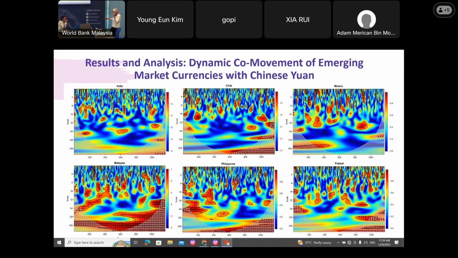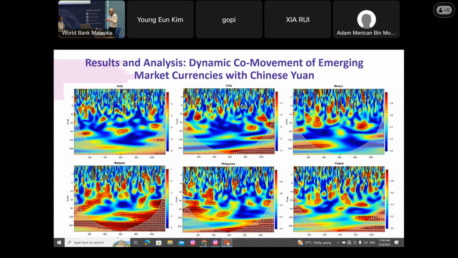Whatever part of the effect is due to the country itself is gone. So this is the dynamic co-movement of emerging market currencies with the Chinese yuan, the cross-correlations. You have cross-correlation that, in normal times, is at this level. But when it shows red, for a certain period of time, it is above the normal values. And this is what it shows here.